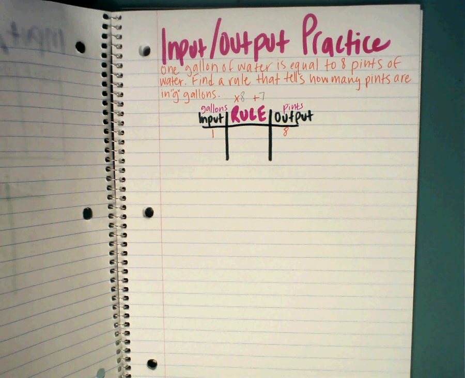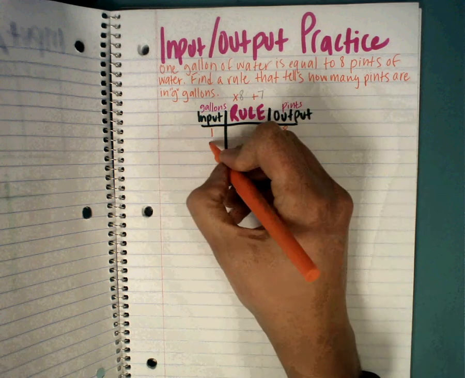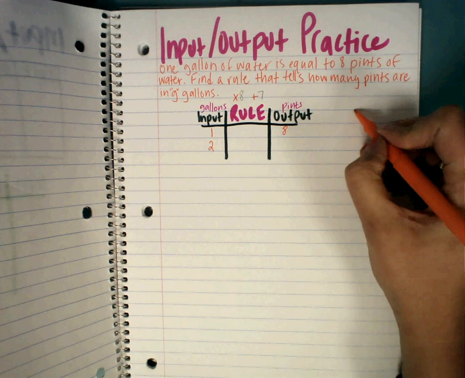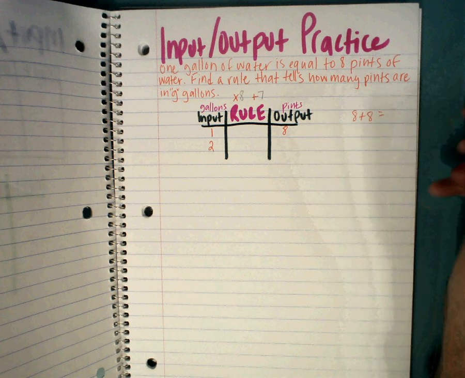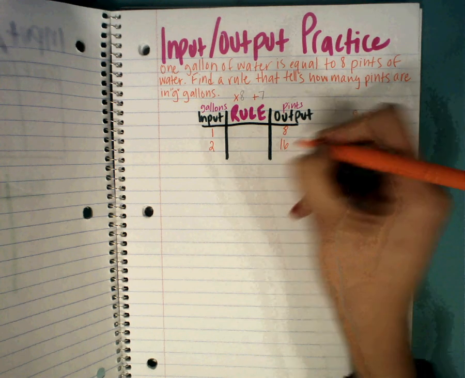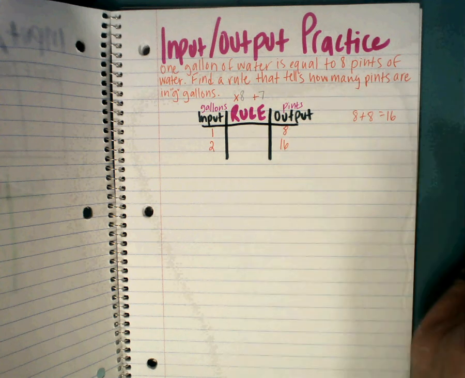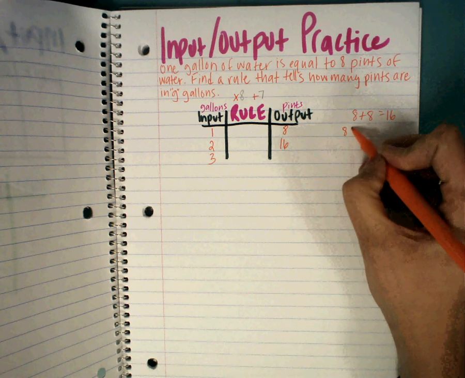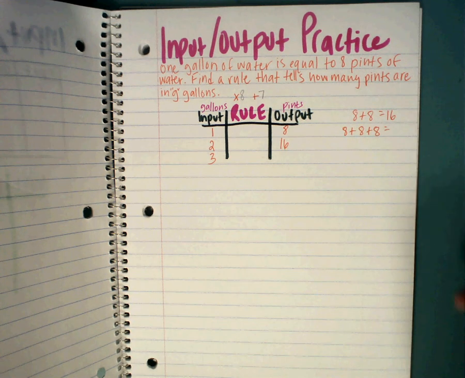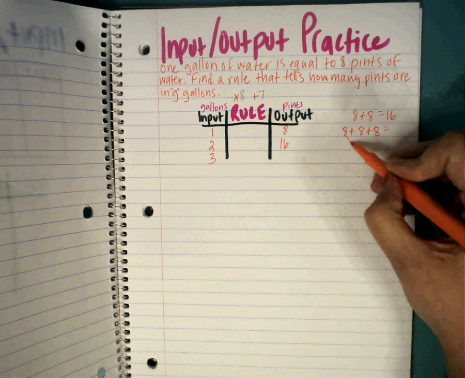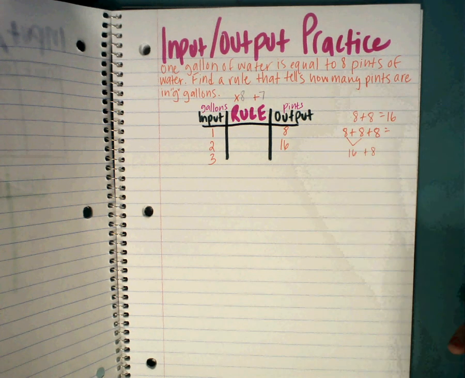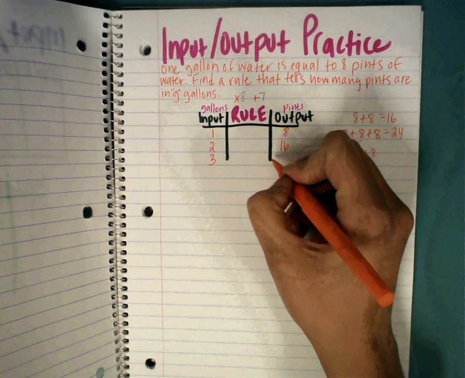I'm gonna give you some keywords to look for in situations like this. If it says 1 gallon is equal to 8 pints, well, that means that for 2 gallons, how many pints will that be equal to? 2 gallons, well, that would be 8 plus 8. Well, what's 8 plus 8? 16, right? So if I have 2 gallons, it's going to be 16 pints. If I had 3 gallons, it would be 8 plus 8 plus 8, which equals what? Basically 16 plus 8, 24, okay?